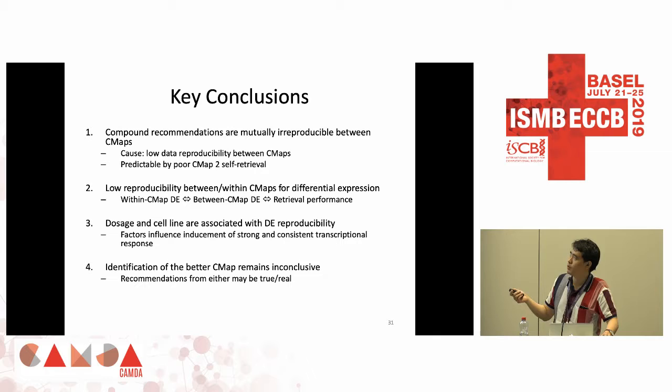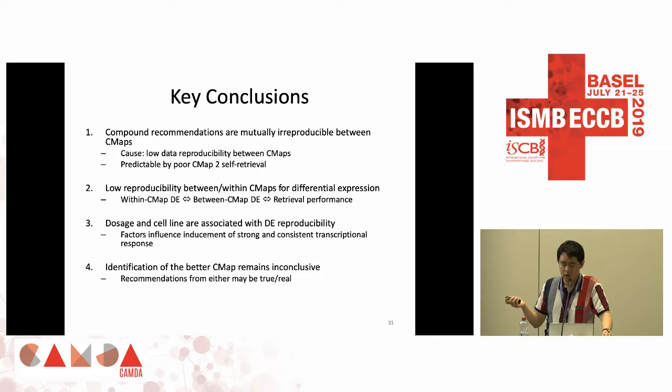The third thing is that we found that the two factors, both compound concentration and cell lines, are associated with the reproducibility of differential expression, especially within the dataset. And when we consider that within the dataset agreement as a proxy measure for the strength and consistency of the differential expression signal, our results demonstrate, number one, that drug dosages that are used in the CMAPs may not be in the correct range to elicit a strong or consistent enough cellular transcriptional response, or two, which is the fundamental assumption that all of us are making here, that treating cells with a drug will elicit a strong or consistent transcriptional response may actually not hold true more often than we'd expect.